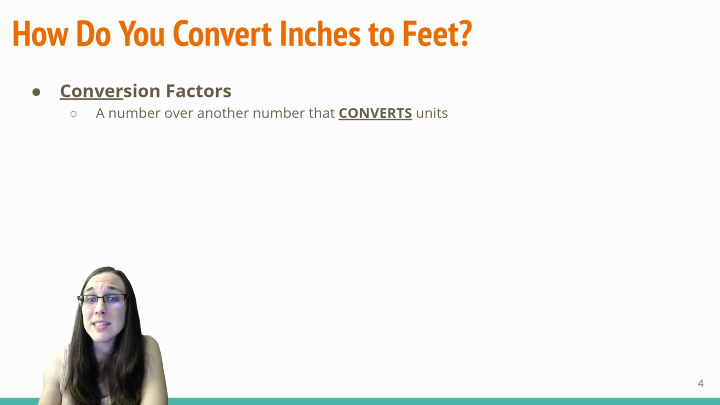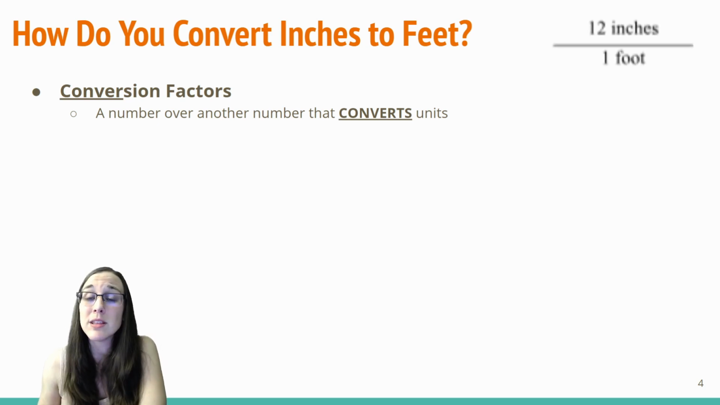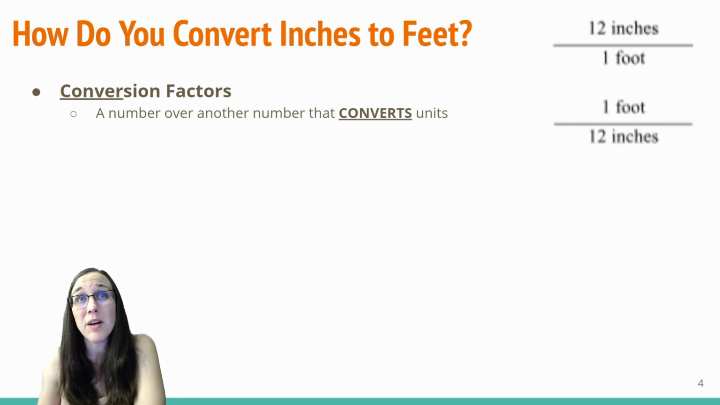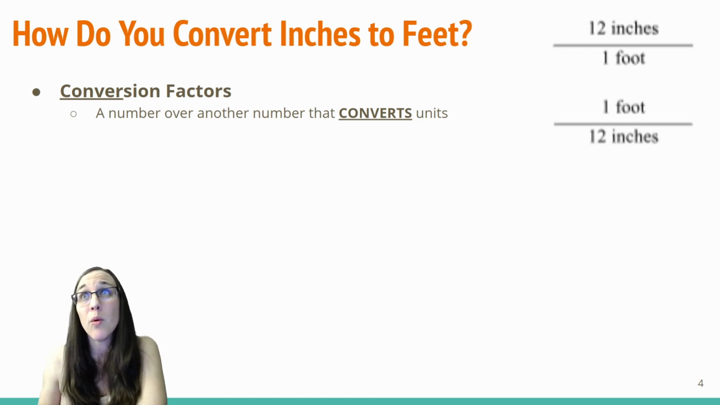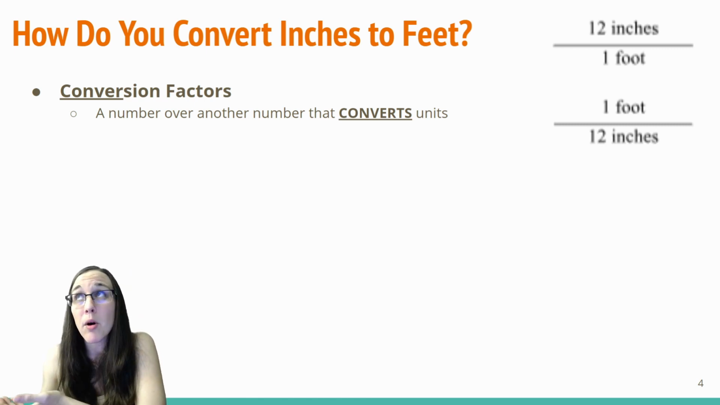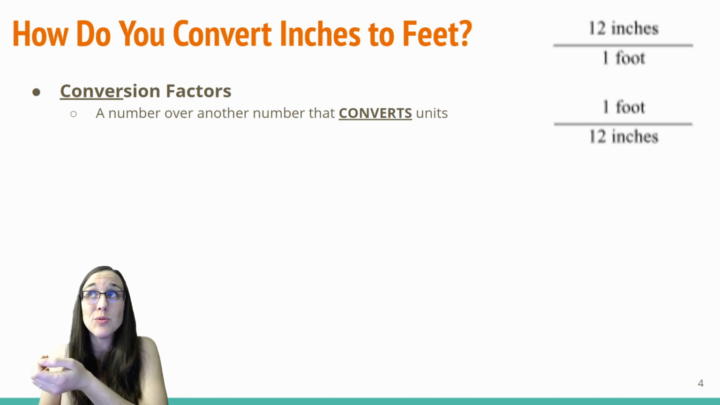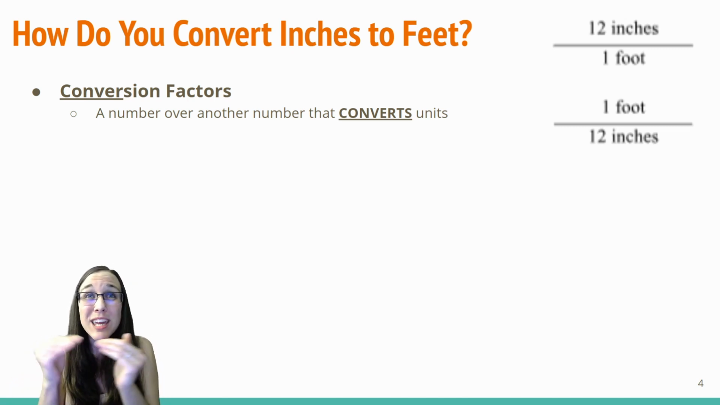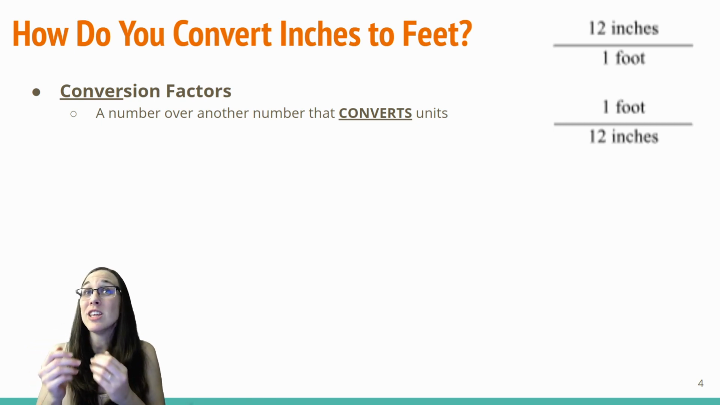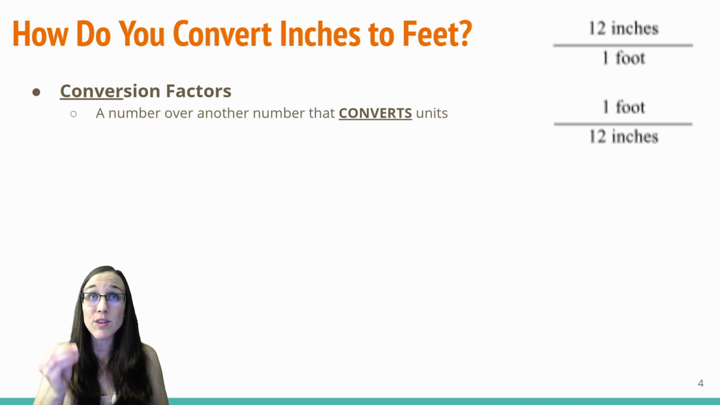In other words, it's a number over another number with a certain unit. And the units in this case would be 12 inches over 1 foot or 1 foot over 12 inches. Those are your units. The inches and feet are the units, and you also have a number over another number in order to convert from one to the other. But you have two things that are equal to each other that you can flip-flop between depending on what unit you need. That's a conversion factor.